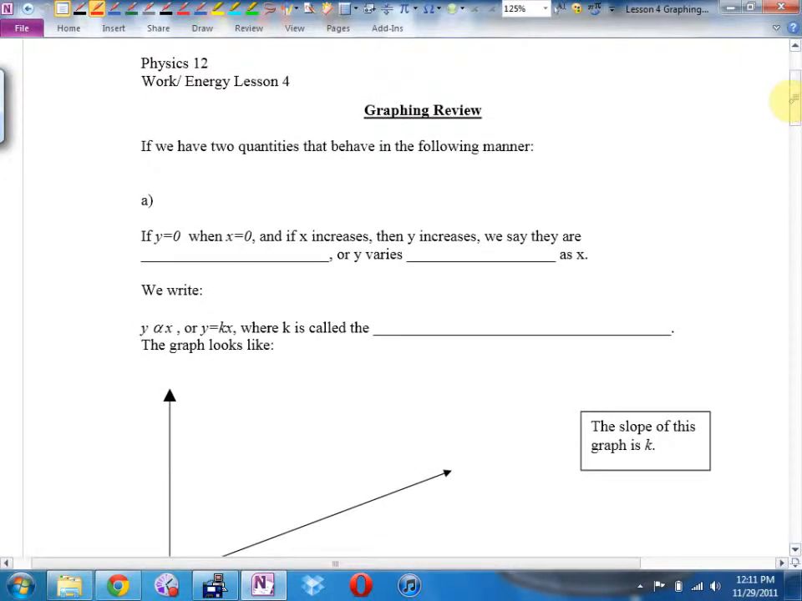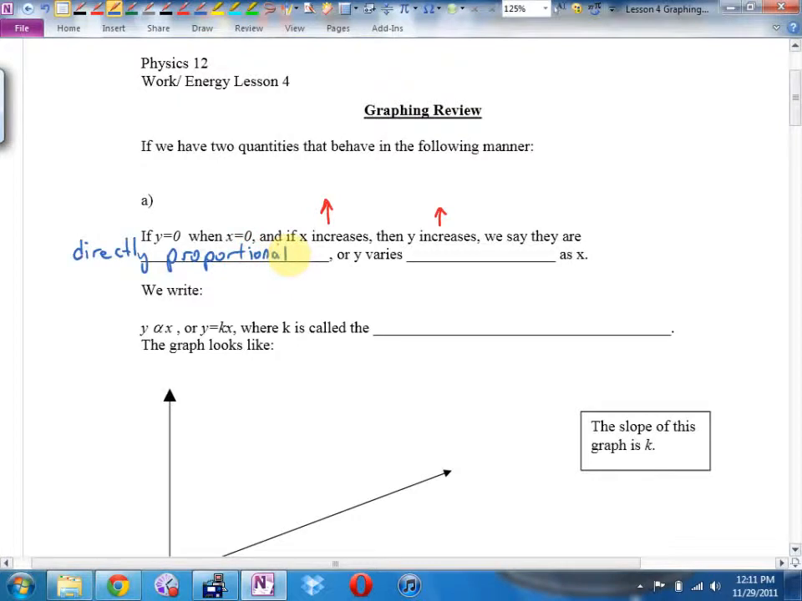If we have two quantities that behave in the following manner: if y is 0 and x is 0, it goes through 0, 0. And if x increases, y increases. So when x is getting bigger, y is getting bigger. First of all, we say that they are directly proportional to each other. Directly proportional.